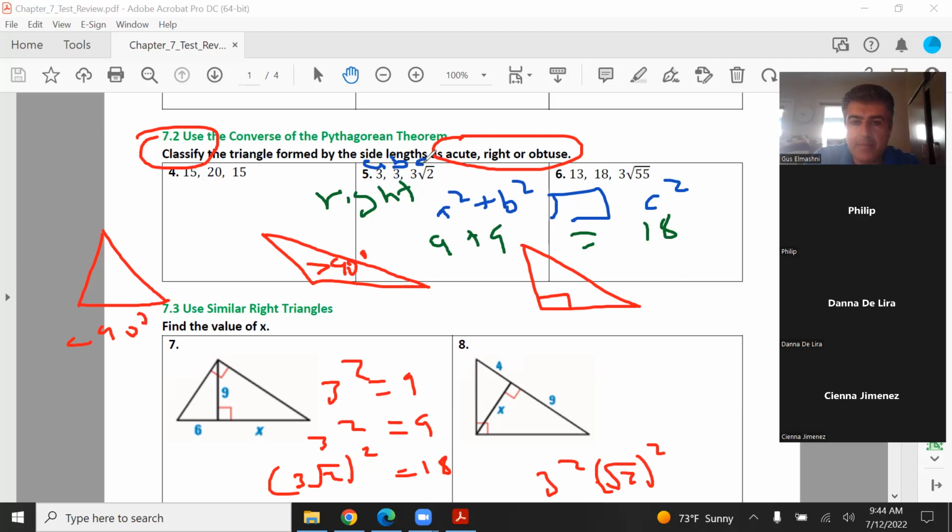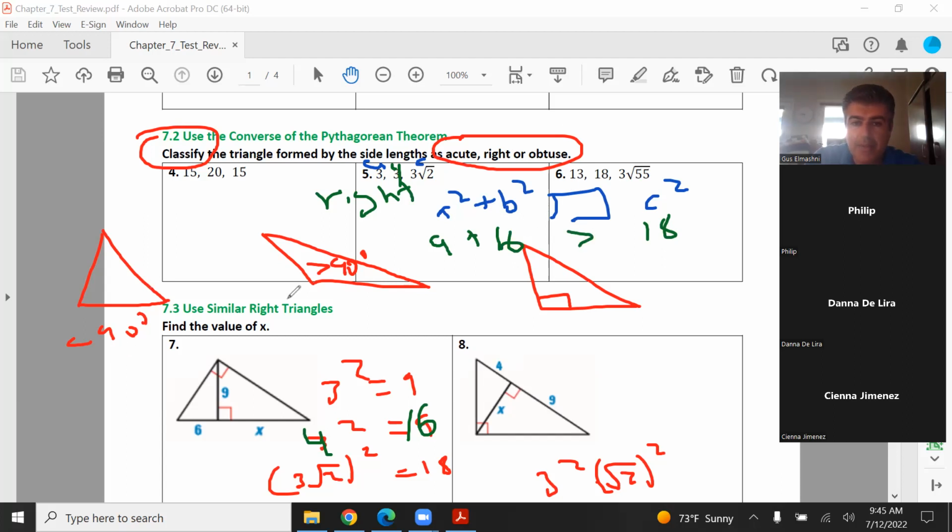Now, what if I had something else? What if the second side was 4? Then, of course, that's 16, right? And 4 is less than 3 root 2, by the way. 3 root 2 is like 4.4, I think. Or actually, I should know that. I think it's like 4.2 something. But anyway, if you do that, now you have 9 plus 16 compared to 18. Clearly, 9 plus 16 is bigger than 18.